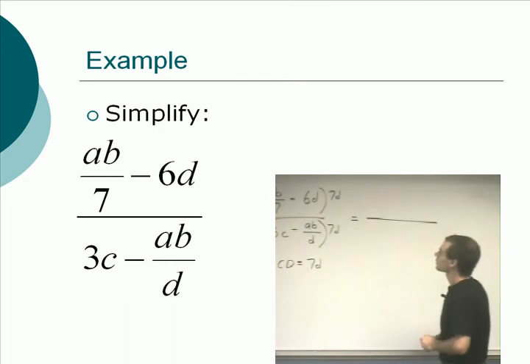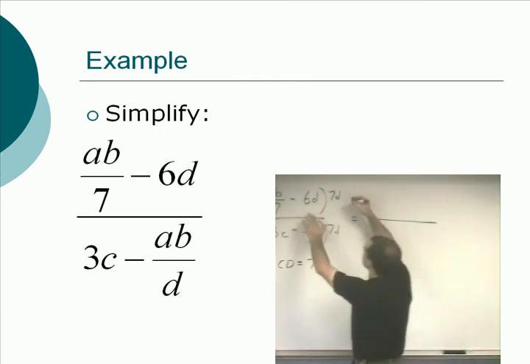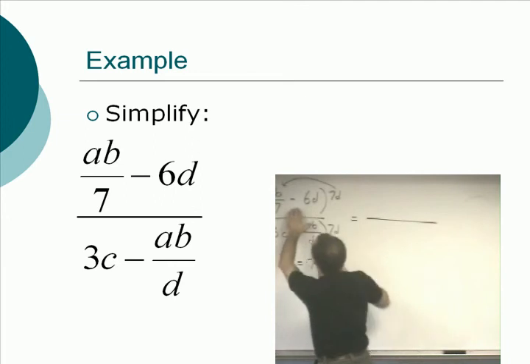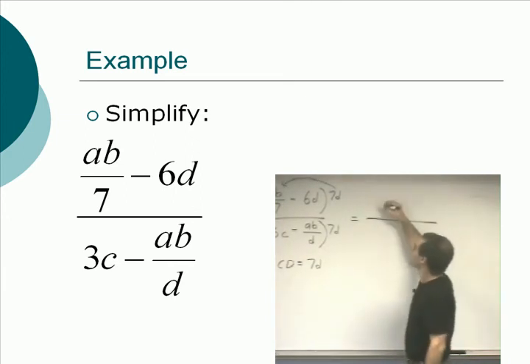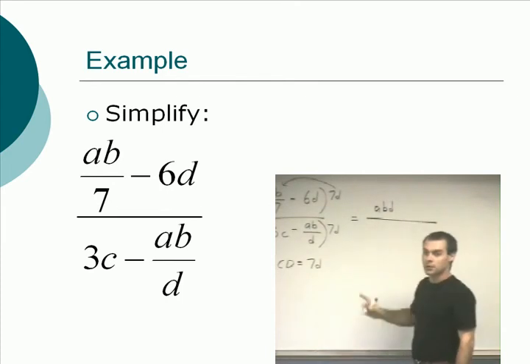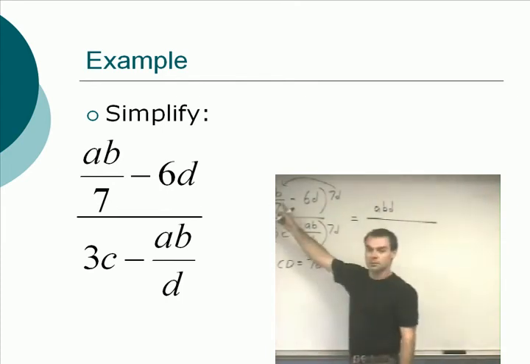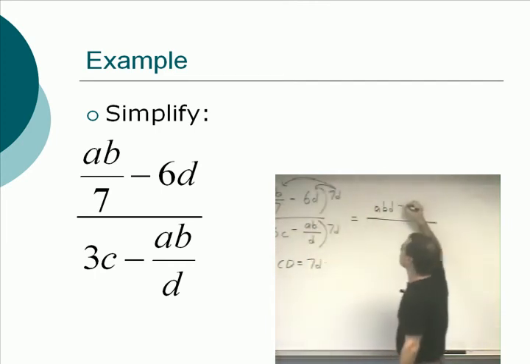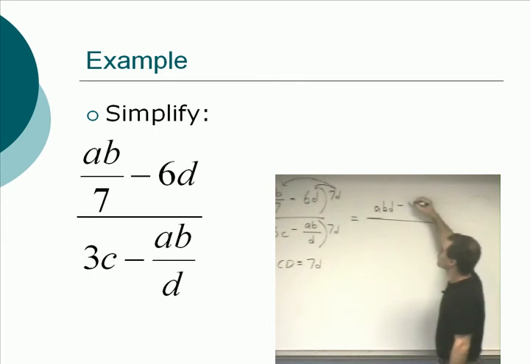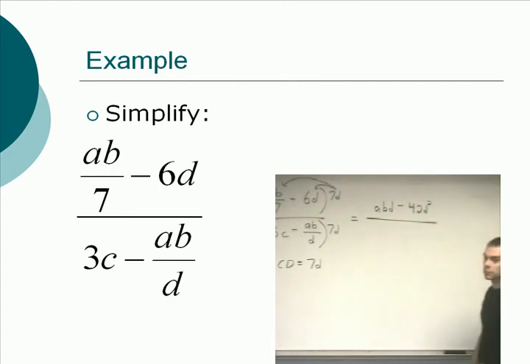So, take the 7D and distribute it over this first term. What does that first term become? ABD. Everybody agree with that? Your 7's in the first term would cancel. Okay, then let's multiply it by the second term. What does this one become? 42d times d, 42d squared. Yep.